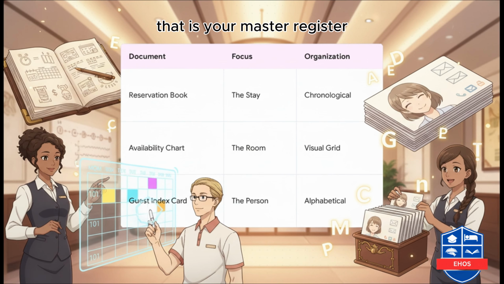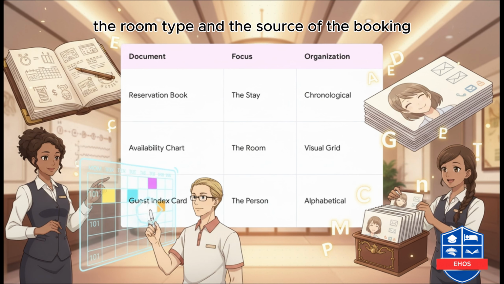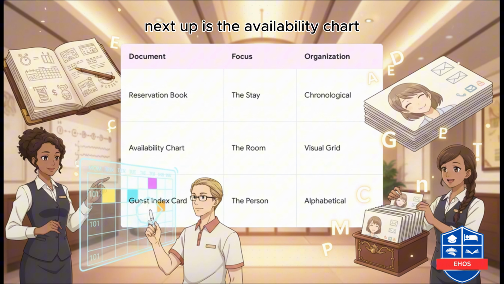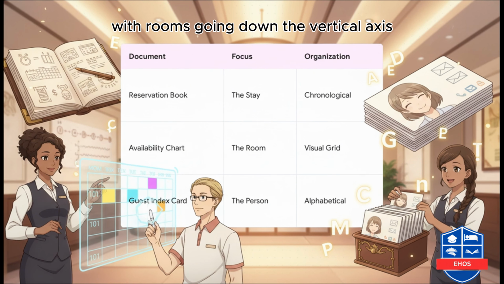That is your master register, organized chronologically by arrival date, and its main job is to track the details of the stay itself, like the rate, the room type, and the source of the booking. Next up is the availability chart, sometimes called the density chart. This one tracks the room via a visual grid, with rooms going down the vertical axis and dates stretching out across the horizontal.